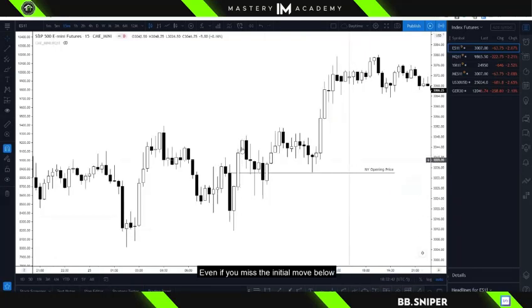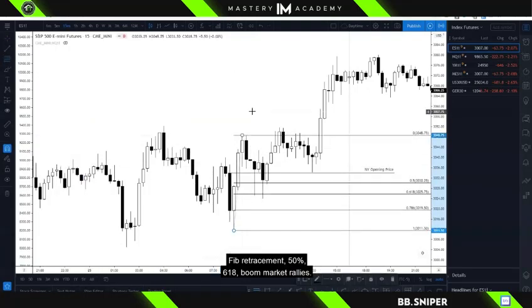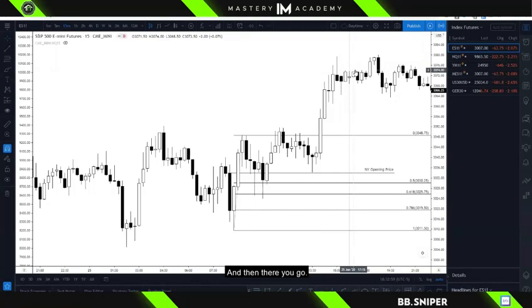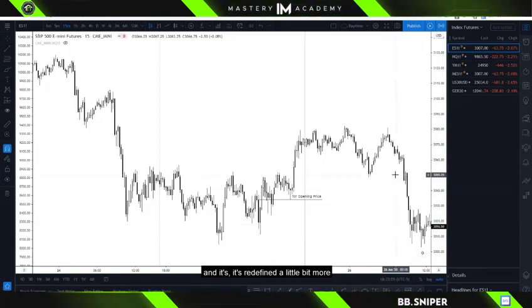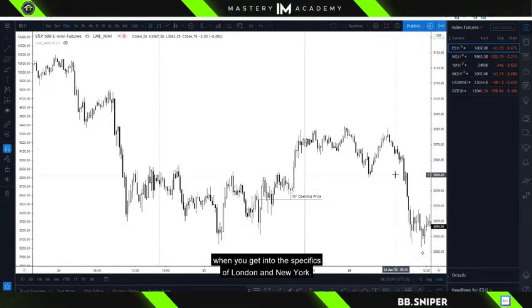Okay. Even if you miss the initial move below and market made a higher high here and it came back, you guys can draw fibs, can't you? Fib retracement, 50%, 618. Boom. Market rallies. And then there you go. So yes, it works for the daily, and it's redefined a little bit more when you get into the specifics of London and New York.